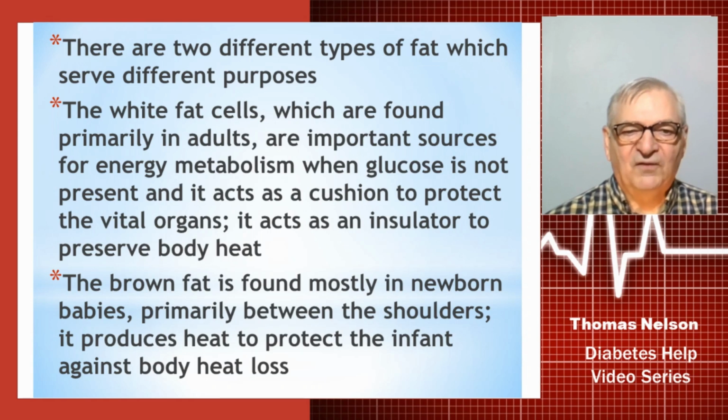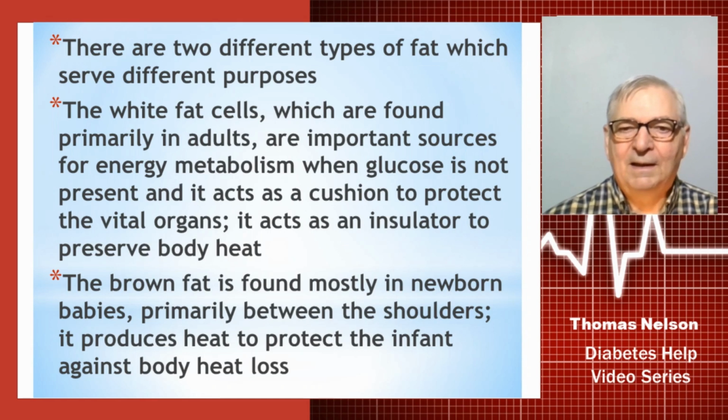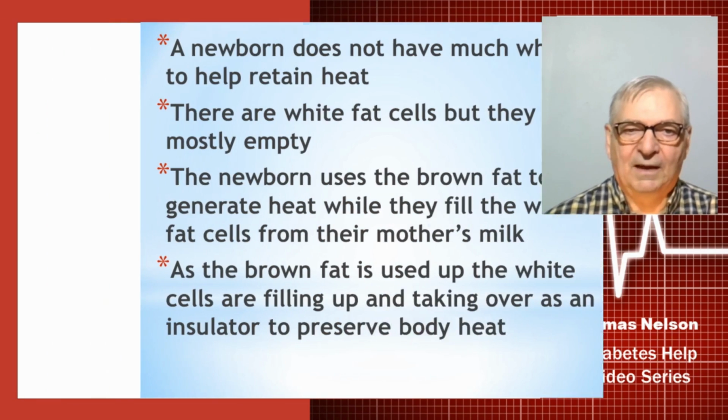The brown fat is found mostly in newborn babies, primarily between their shoulders. And again, it produces only heat to protect that infant against body heat loss. The brown fat does not produce any energy. It, in fact, instead consumes energy.